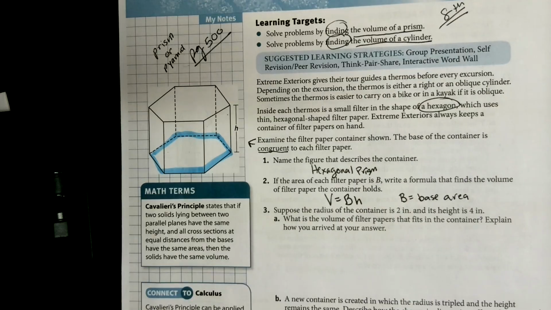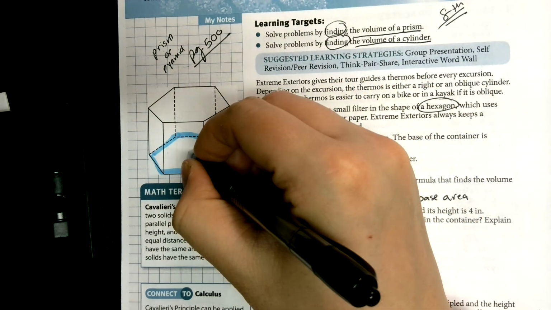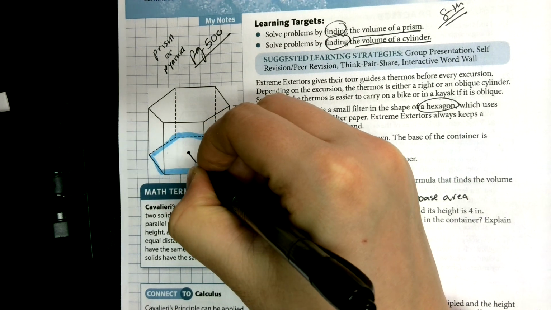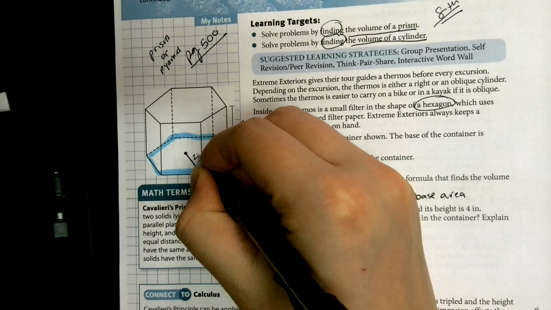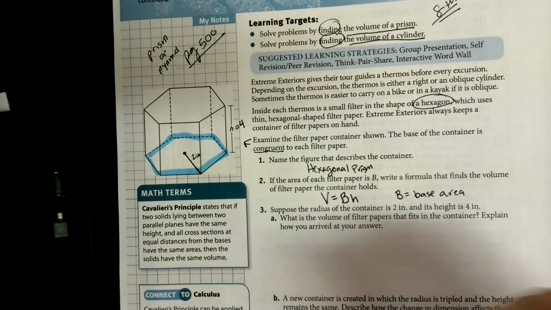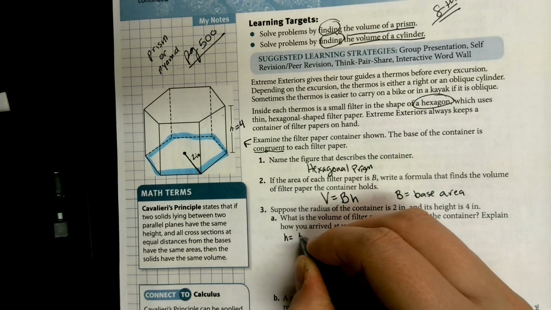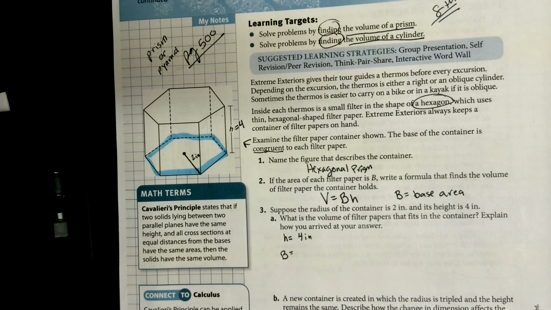So it says, suppose the radius of the container is 2 inches and the height is 4. So I'm going to add that over here. So height is 4. And it says the radius. Well, this isn't a circle, but I know that the circle goes around this container. So the radius is going to be 2 inches here. Asking to find the volume of papers that fit into the container. All right, so a couple things I need to do. I have H. H is no problem. But I need base area. Well, how do you find the area of a hexagon?